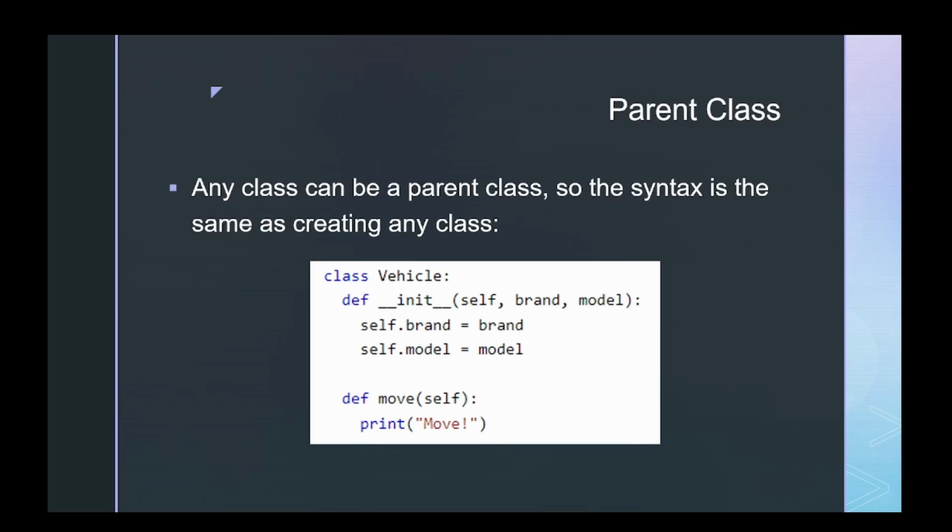The parent class is going to have in it everything that is similar to the children. So here I've got my class. I used brand and model for all three of them, and I did use the move. So in this one I say a vehicle just moves. I don't give any kind of indication as to how it moves.